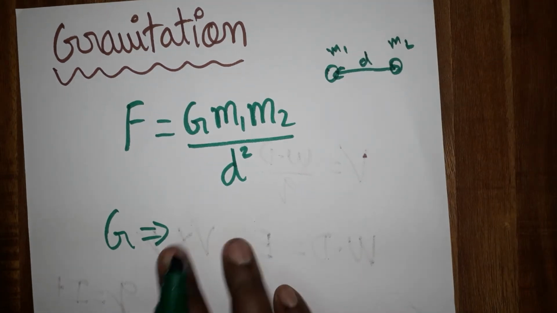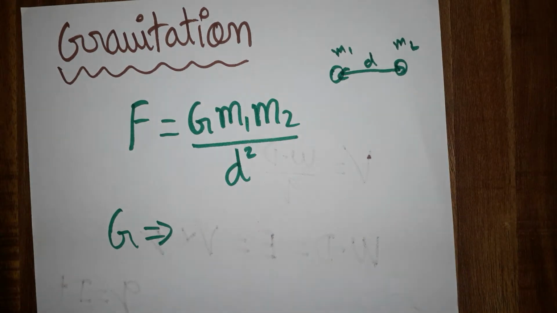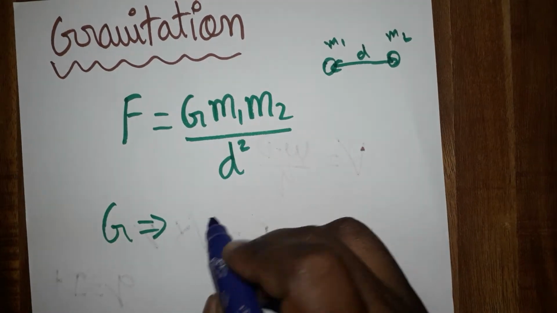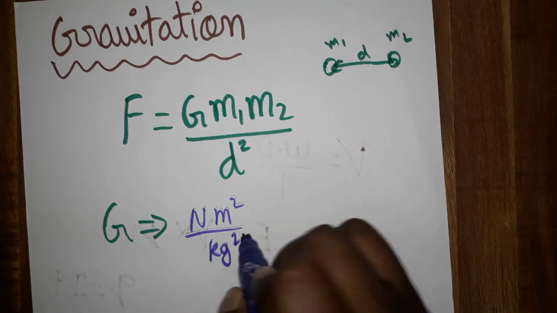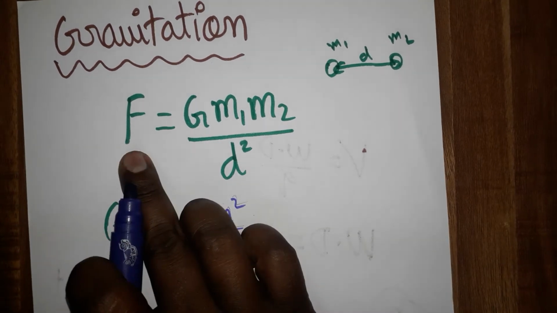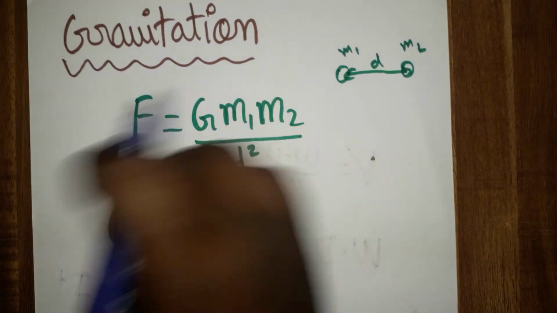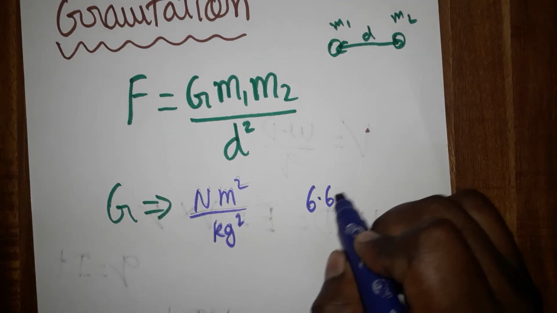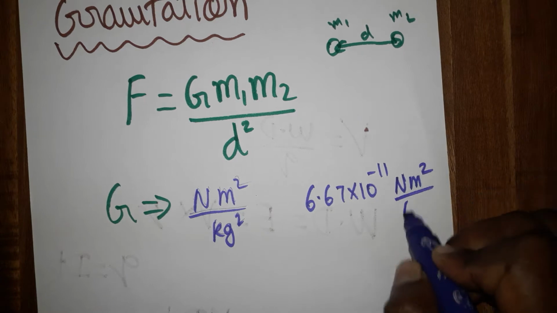Okay, the next one, what is G? G is the universal gravitational constant. This one is a force, and this one is the universal law of gravitation. So its unit is Newton meter square divided by kg square, because the force unit is Newton, distance unit is meter square, and mass is kg square. You can modify the formula and you will get the G value. G value is 6.67 into 10 power minus 11 Newton meter square divided by kg square.